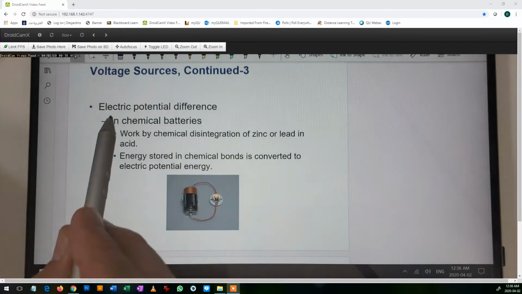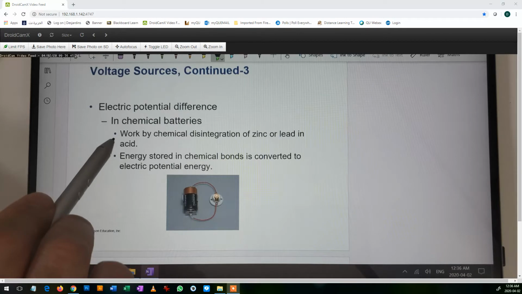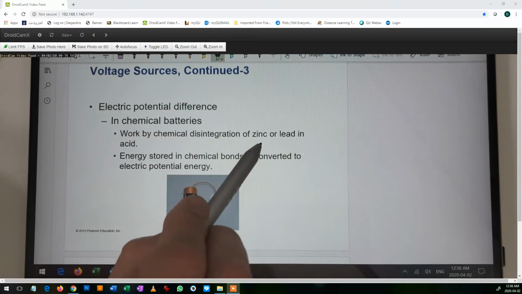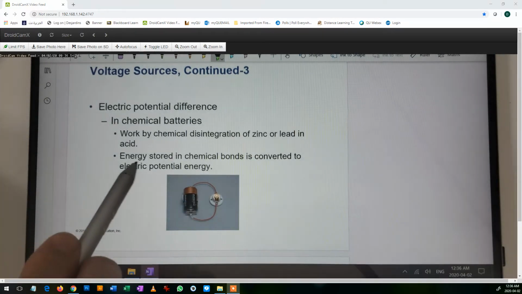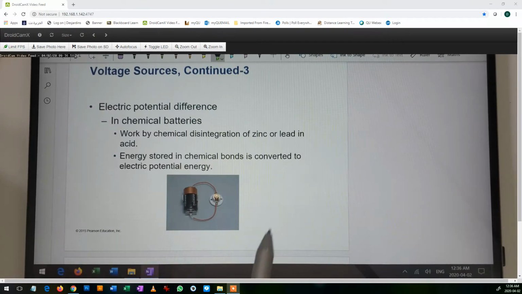Chemical batteries, زي هاي البطارية, work by chemical disintegration of zinc or lead in acid. Energy stored in chemical bonds is converted into electrical potential energy. إذن من وين جبنا electrical potential energy? From the energy bonds stored in the chemicals of the battery.